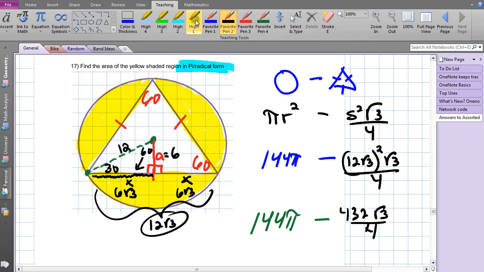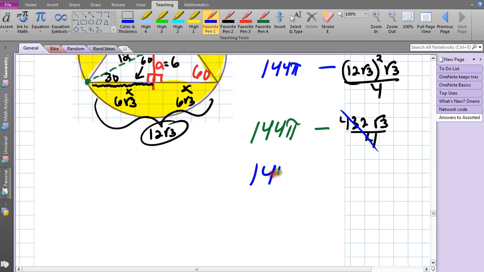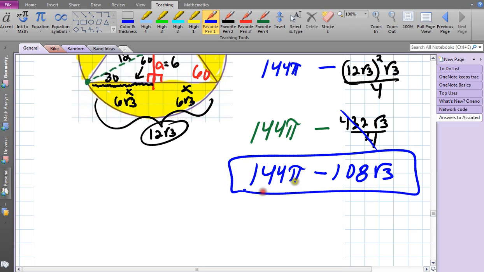Well, the only thing left to kind of think about is what can we do to simplify 432 divided by 4? Well, that turns out to be a nice number. So that's going to be 144 pi minus 108 radical 3. And that is our answer in pi radical form.